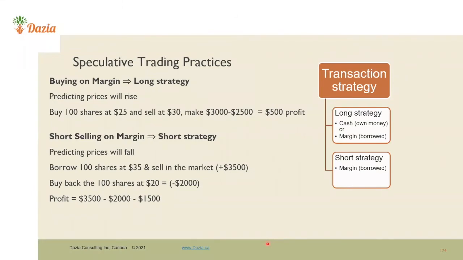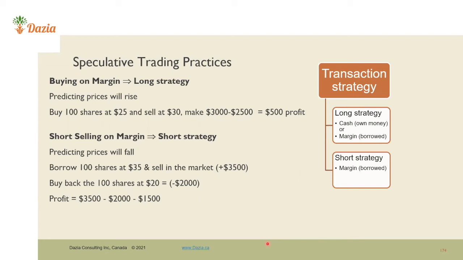So when you are buying shares or selling them, you can do them in two ways. One is called a long strategy. With long strategy, normally most people do it this way. They buy at a lower price and then they sell at a higher price. So you're predicting that the price will go up in the future. For example, you buy 100 shares at $25. So 25 times 100 is 2,500. You put that money in. Later on, you sell the shares when they're $30. So you got $3,000. So 3,000 minus 2,500, you made a $500 profit. This is called a long strategy.